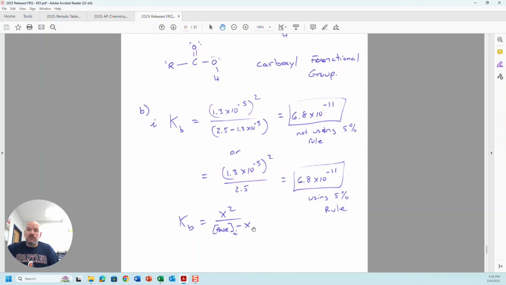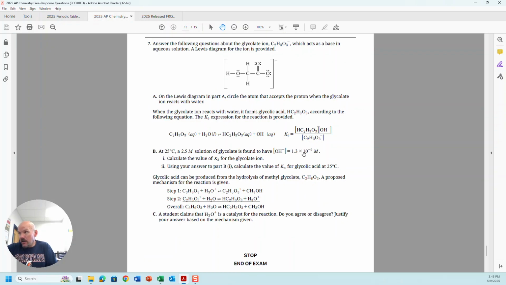Now, we're gonna be able to 5% rule it, but you don't have to. You could say Kb equals x squared over the concentration of the base minus x, where x represents the hydroxide concentration. Remember, in this Kb shortcut, they gave us the concentration of the hydroxide, they gave us the concentration of the base, right?